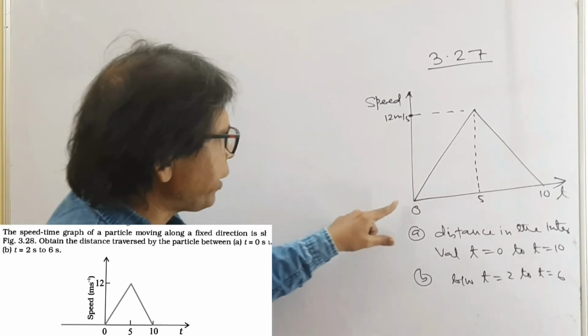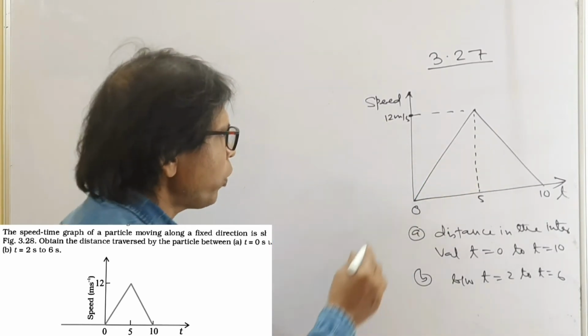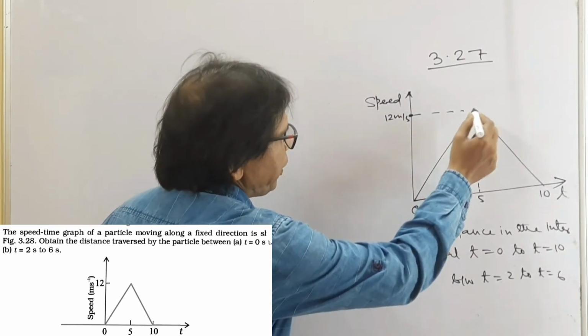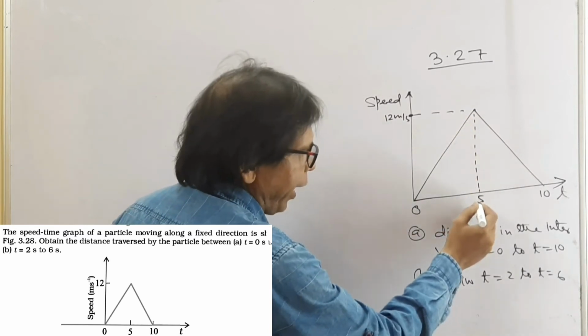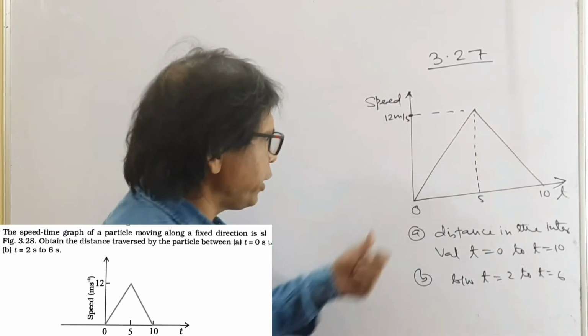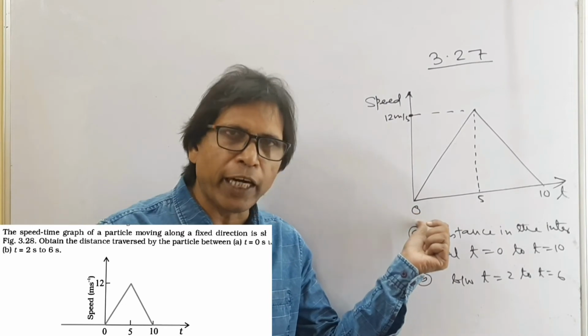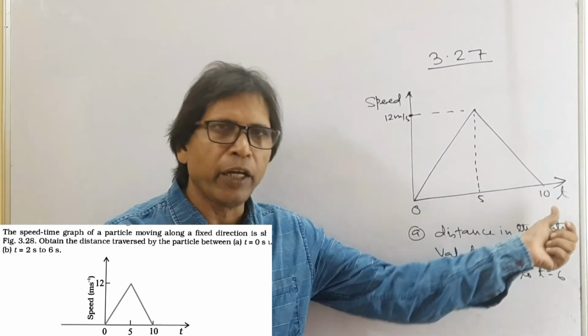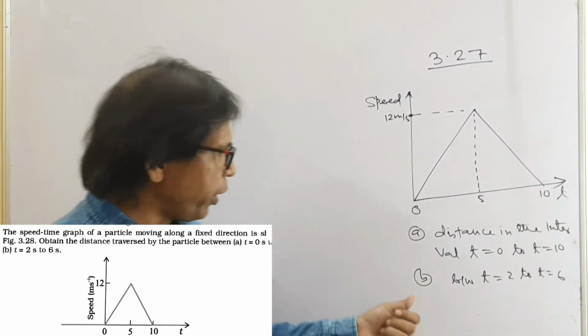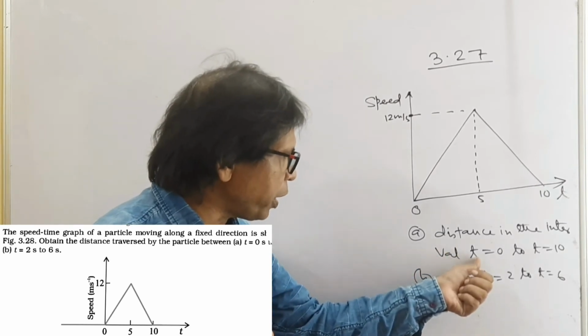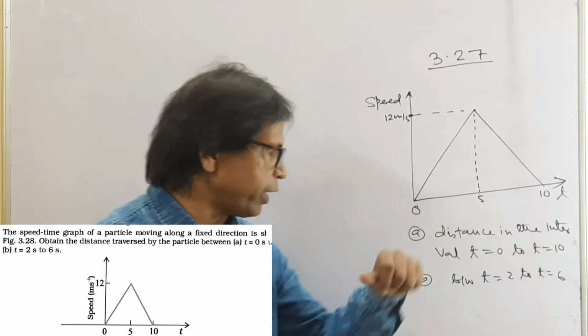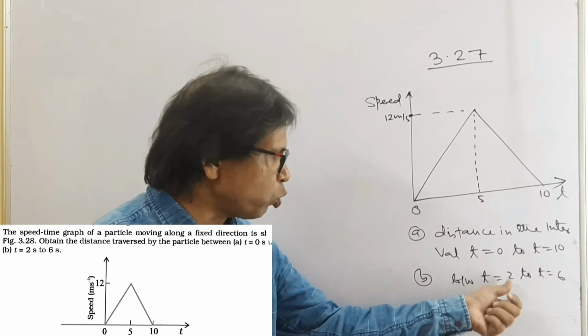Okay, now NCERT numerical 3.27. This is the speed time graph. Look at this, the maximum speed is 12 meter per second at t equal to 5 seconds, and 0 speed at t equal to 0 and t equal to 10. Now we have to calculate the distance covered from t equal to 0 to t equal to 10 seconds, and between t equal to 2 to t equal to 6.